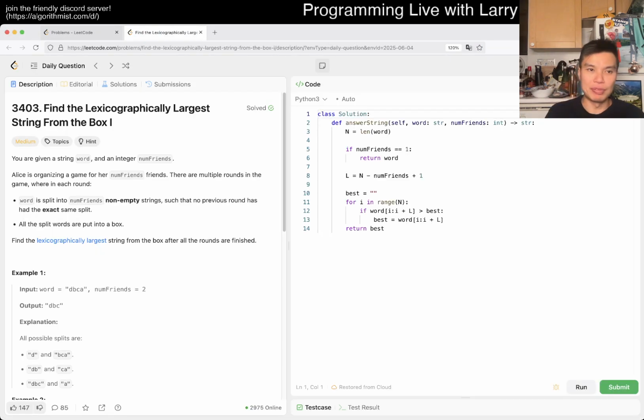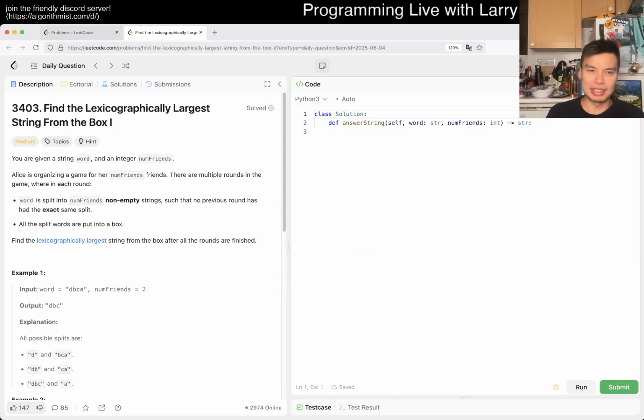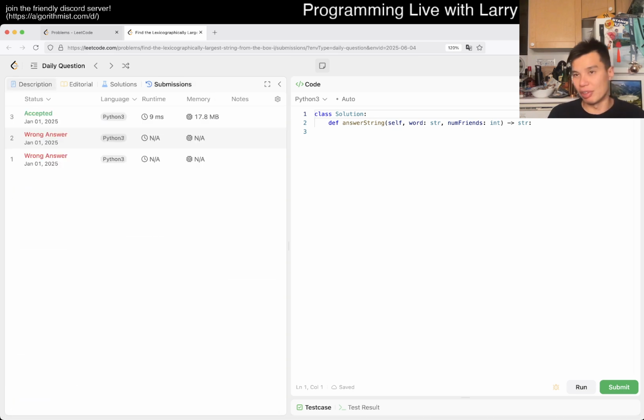Today we have 3403, which is apparently a problem that we've done recently-ish. I say that because of the high number. I don't know if I remember it. We'll see if I do. Apparently I did it in January, so we'll see.